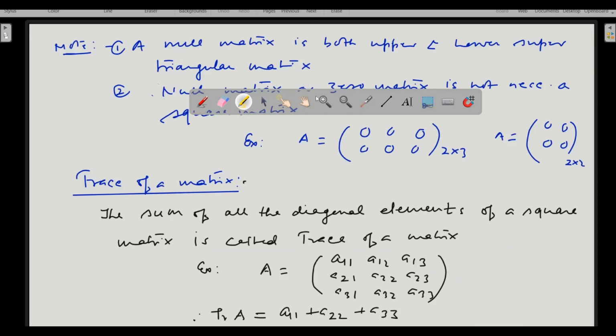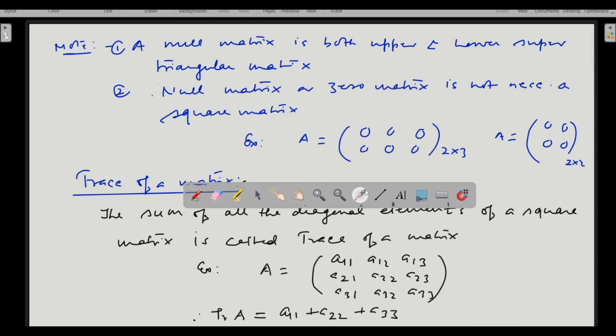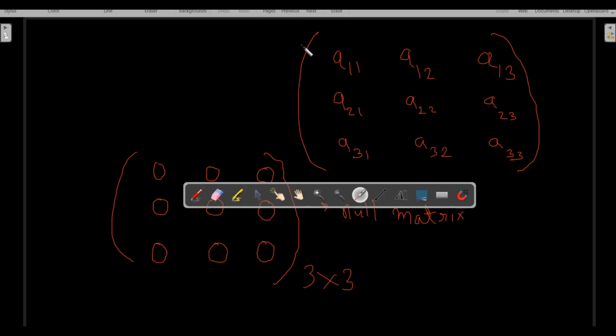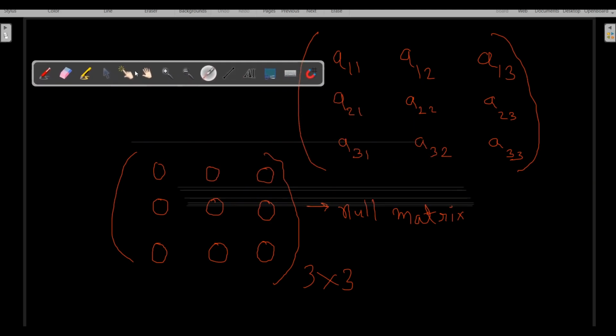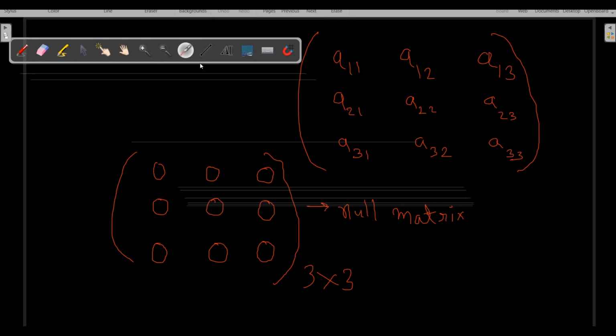Now let us have a look at these two notes, 1 and 2. A null matrix is both super upper and super lower triangular matrix. So it is saying that a null matrix is both. It is also a super upper triangular matrix and it is also a super lower triangular matrix. How is that possible? So have a look.